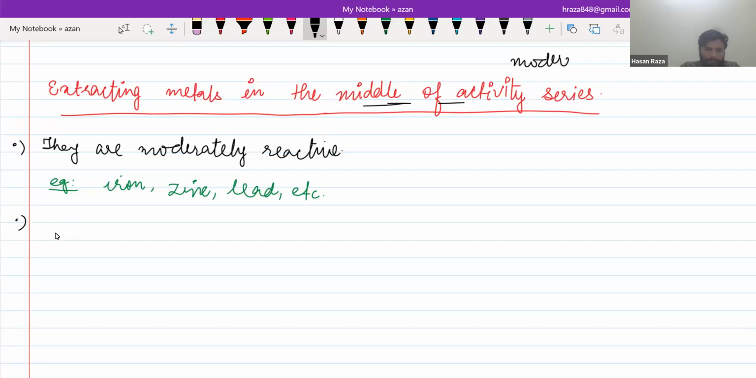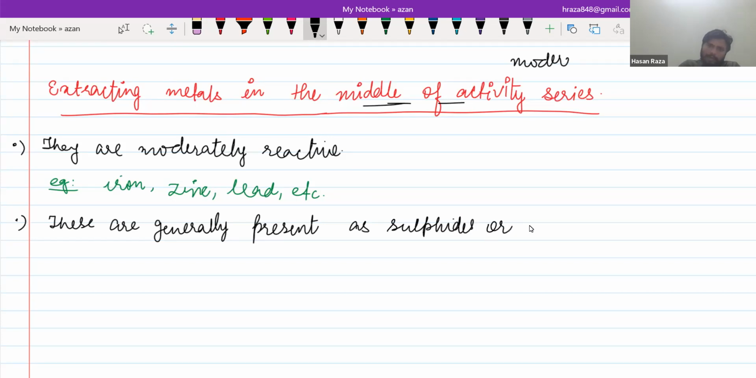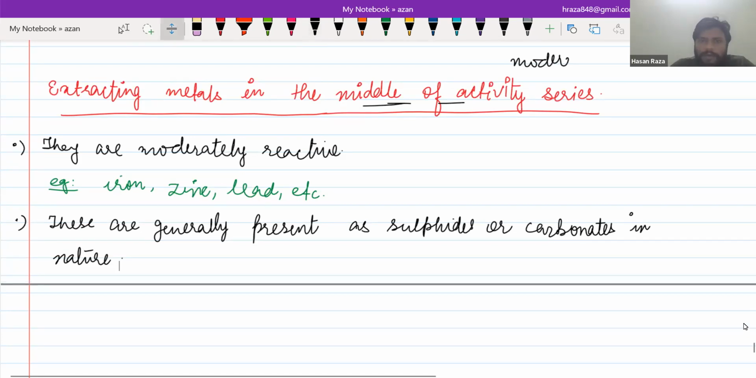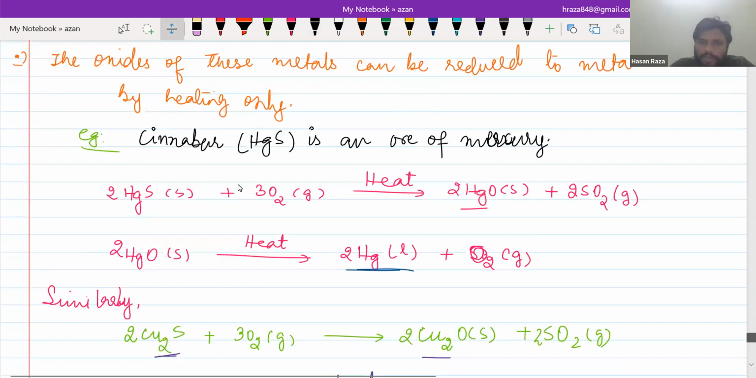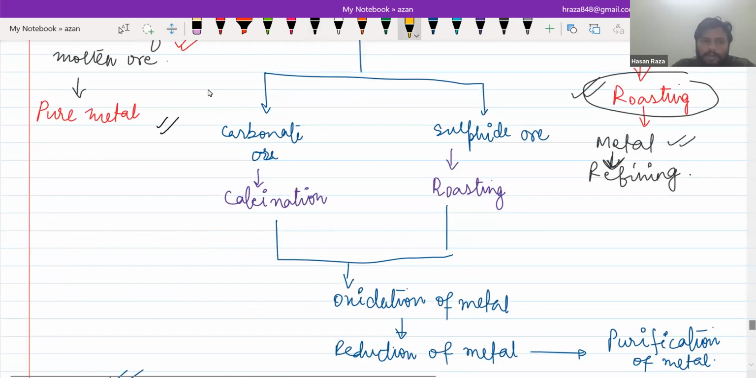Or we can write, these are generally present as sulfides or carbonates in nature. So both have different methods to purify. First of all, these sulfide ores will be carried through roasting and carbonate ores through calcination.